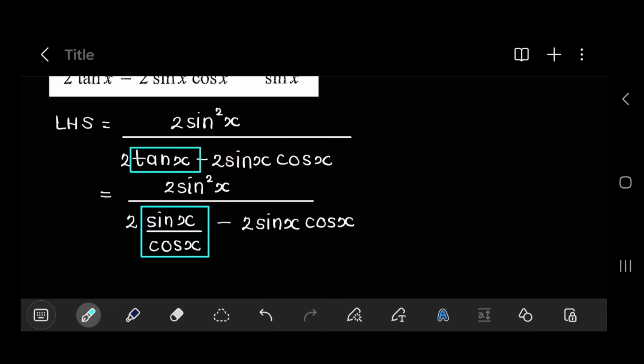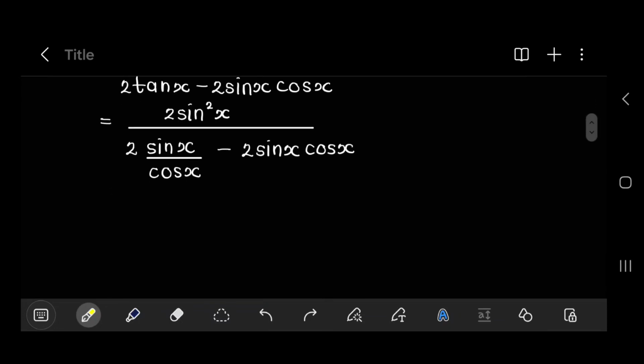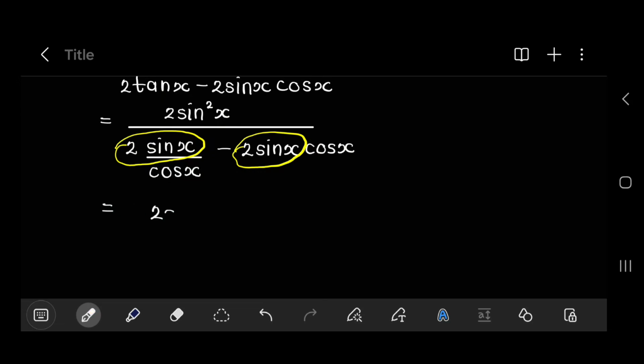But now, there's something interesting that we notice in the denominator. We now notice that in our two terms in the denominator, we now have common terms. Notice that in the first term, as well as the second term, they both contain 2 sine x. So we can pull out 2 sine x from the denominator as a common factor. Let's do that. So the numerator is going to stay as is, but in the denominator, we are taking out 2 sine x.